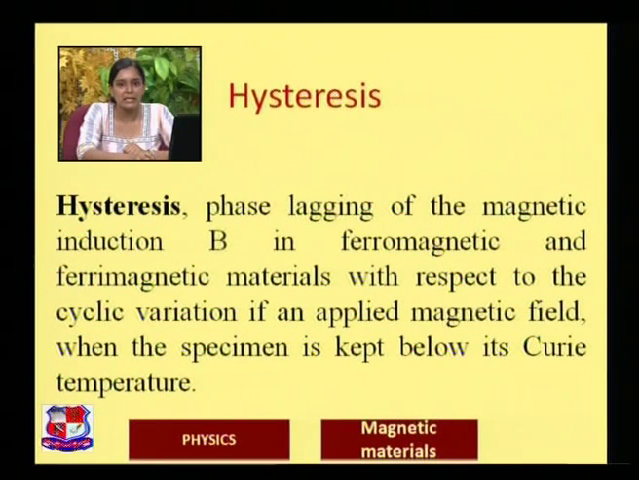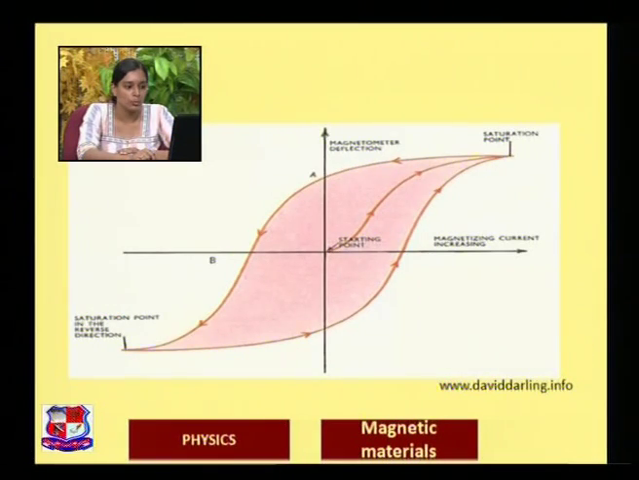Here the specimen is kept below its Curie temperature. That means it is specifically for the ferromagnetism shown by the material. We are not going beyond the Curie temperature. That means we are not talking about any type of paramagnetism shown by the material, right? Now what is the hysteresis loop?